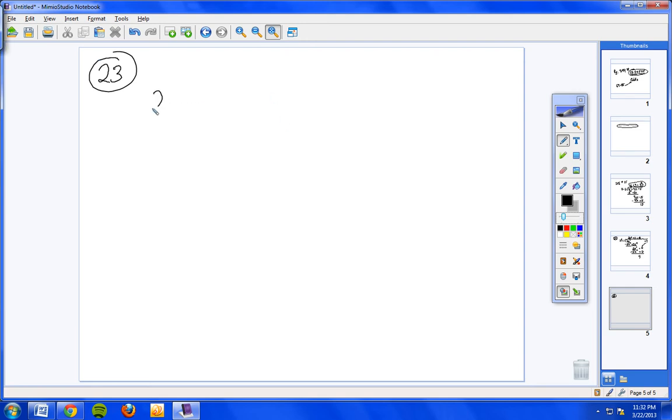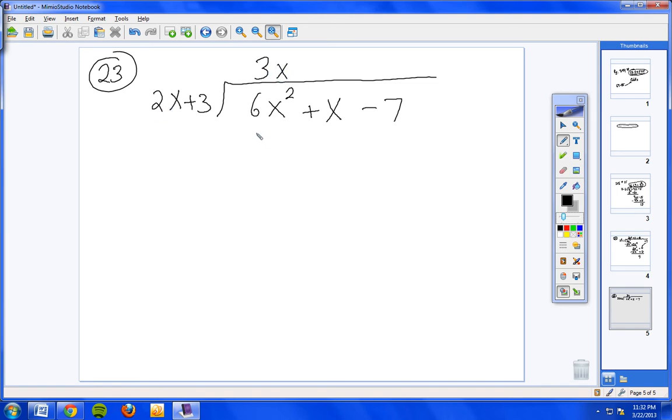Your divisor, Chase, is 2x plus 3. And your dividend would be 6x squared plus x minus 7. All right, here we go. How many times does 2x go into 6x squared? Well, what would I put up here when I multiply by 2x, gives me 6x squared? I know I need a 3, and I know I need an x, because 3x times 2x would give me 6x squared, and 3x times 3 gives me a 9x.